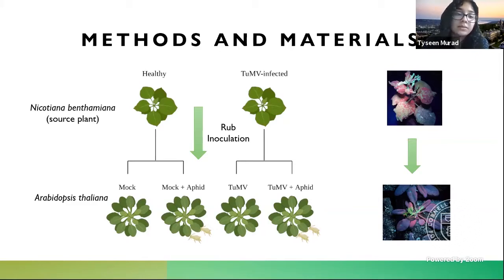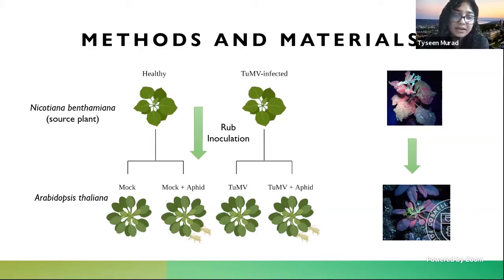So what we did with the healthy plants, or the mock ones, is that we rub-inoculated them using tissue from healthy N. benthamiana, which is our source plant. And then for the TuMV plants, we rub-inoculated them with tissue from the TuMV GFP infected N. benthamiana.